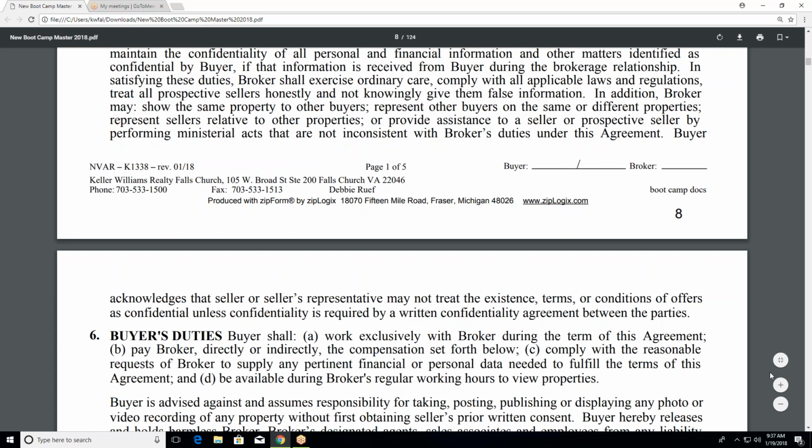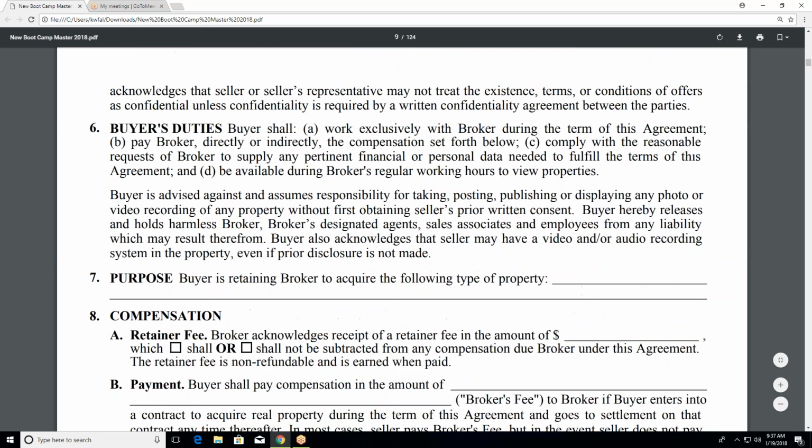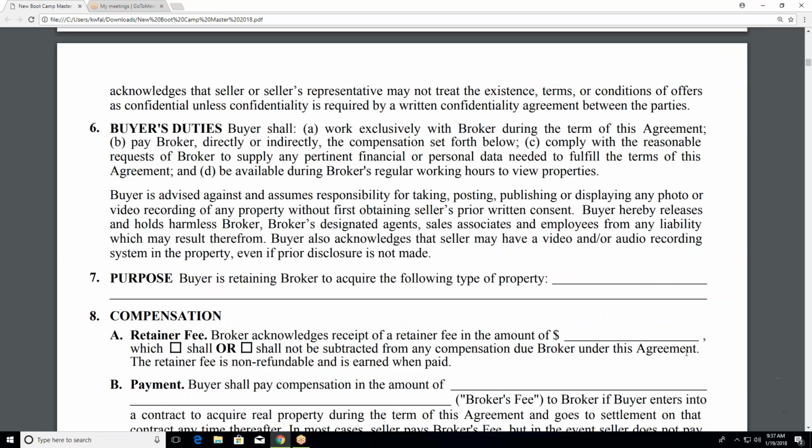Buyer is advised against and assumes responsibility for taking, posting, publishing, or displaying any photo or video recording of any property without first obtaining seller's prior written consent. Buyer hereby releases and holds harmless brokers, designated agents, sales associates, employees, and others from any liability which may result therefrom. Buyer also acknowledges that seller may have a video and or recording system in the property even if prior disclosure is not made.